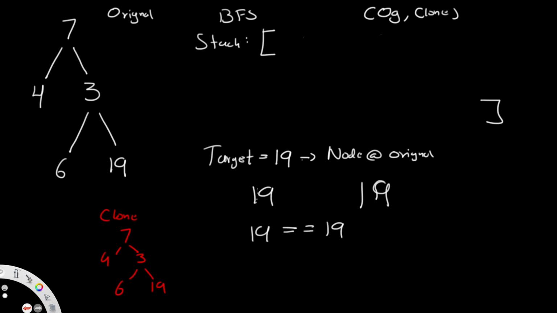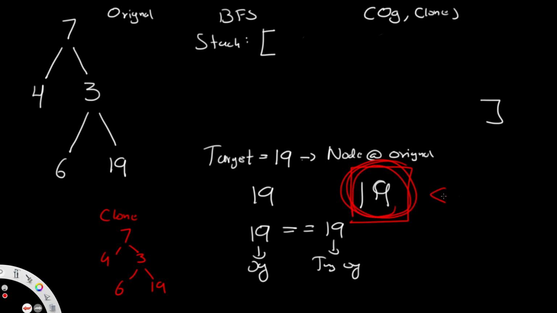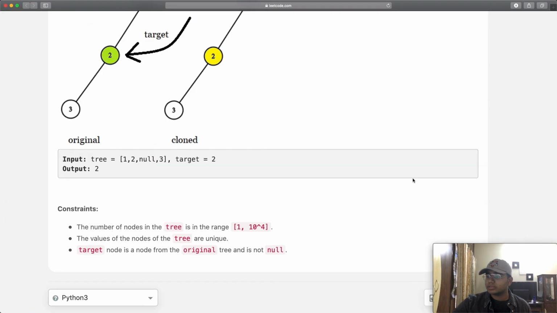So in this case, just to be clear, this 19 is from the original, and the target is also from the original. So now that we've found the value in our original, and we have been doing the same steps inside of our clone as well, all we need to do now is return the same node, but the node has to come from our clone. So we're going to end up returning this 19, and that over there is going to be our answer. Perfect. Okay, so that should be it, and that's how a breadth first search works. And now let's just implement it in code, and it should be pretty simple to do.